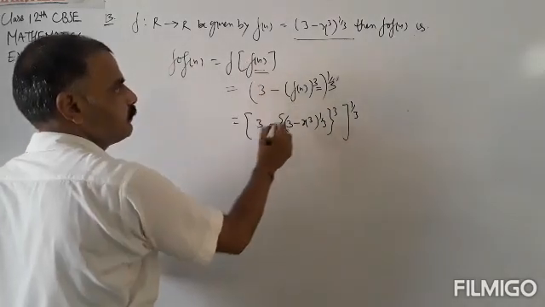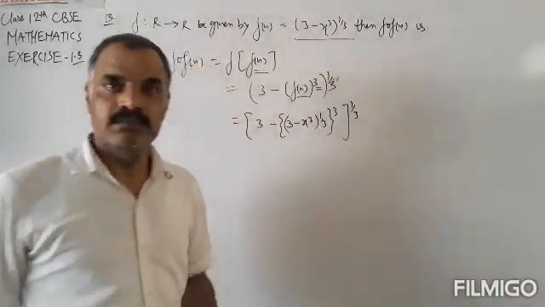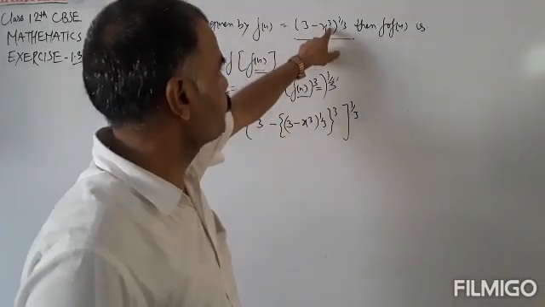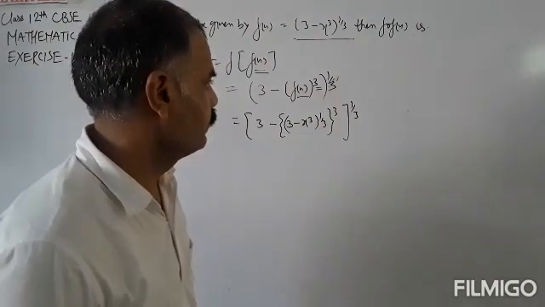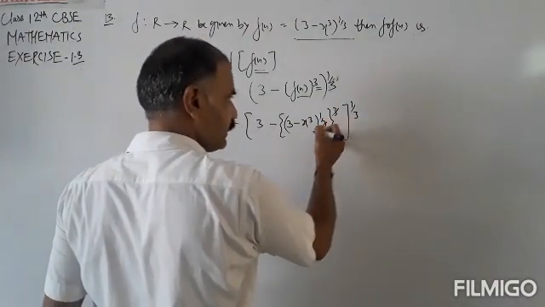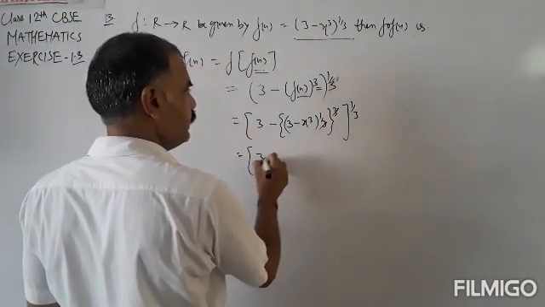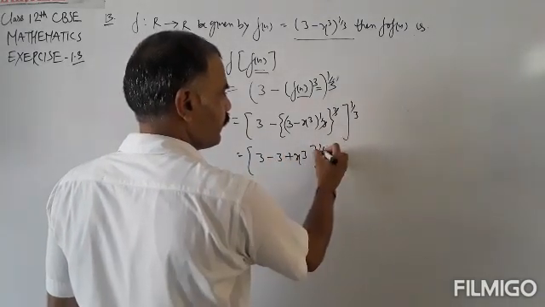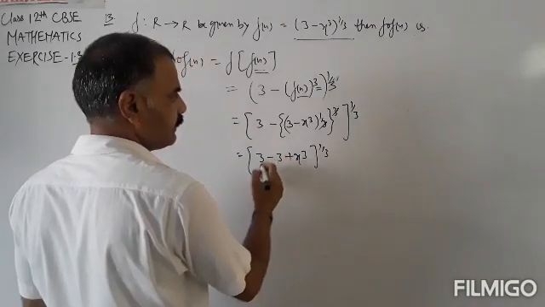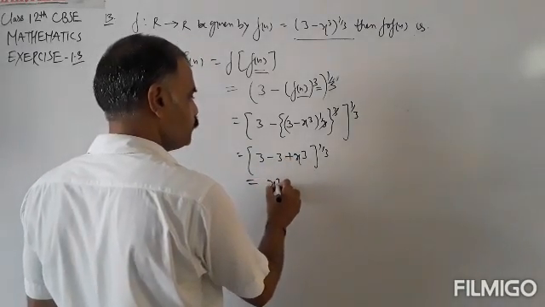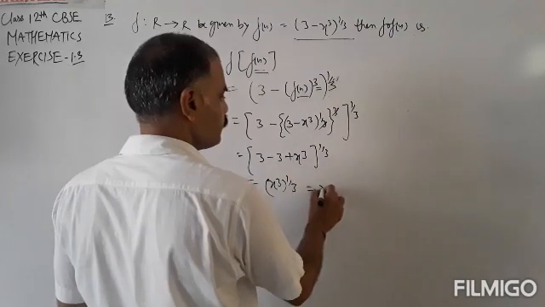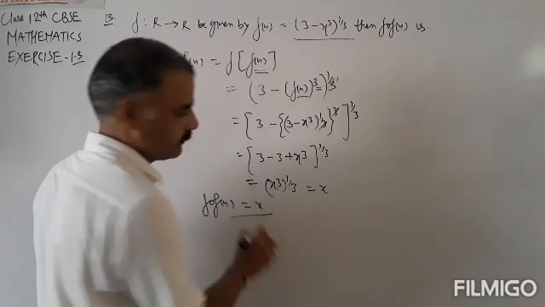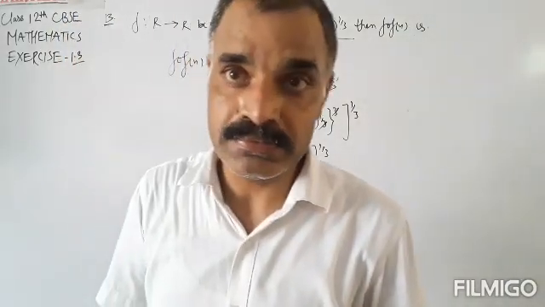Okay, putting the value of f(x), that is (3 minus x cube) to the power 1 by 3. Okay, so 3 will cancel 3 and this is equal to (3 minus 3 plus x cube) to the power 1 by 3, that is equal to x. So fof of x is equal to x.